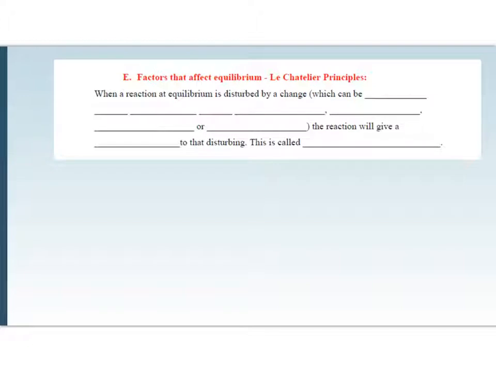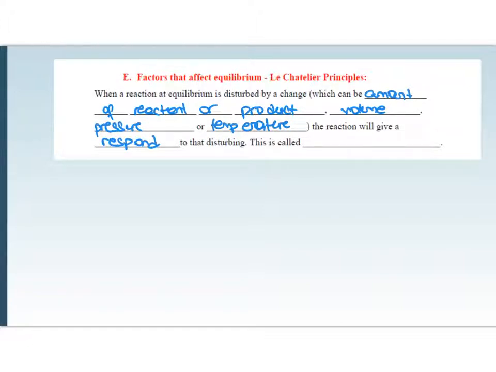Now, this is the last part of this chapter, the factors that affect equilibrium, Le Chatelier's principle. When a reaction at equilibrium is disturbed by a change, which can be the amount of reactant or product, it can be volume, it can be pressure, or it can be temperature, the reaction will give a response to that disturbance. This is called Le Chatelier's principle.